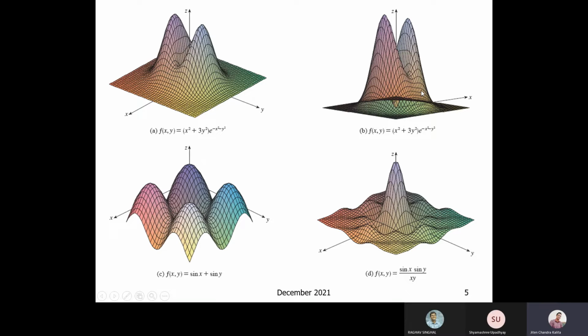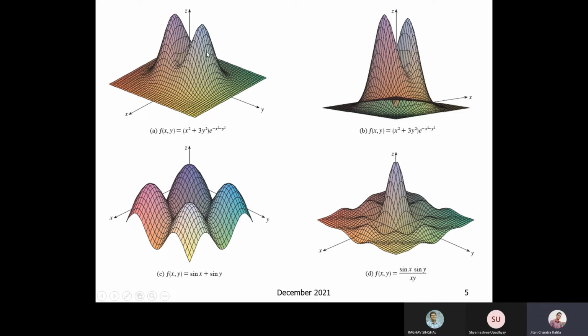And one thing I would like to tell you is that whenever you have something like e to the power minus x squared minus y squared, something like that, you should always remember that you are going to get some bell-shaped surface. Okay, whenever you have something like e to the power minus x squared minus y squared, you are always going to have a bell-shaped surface.